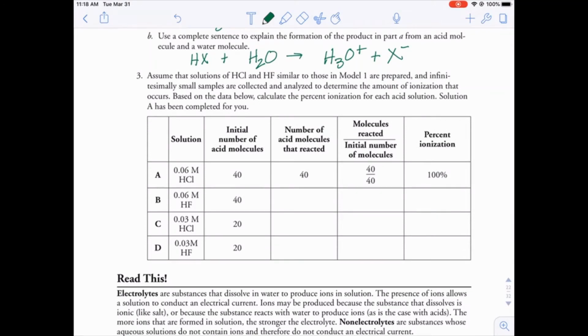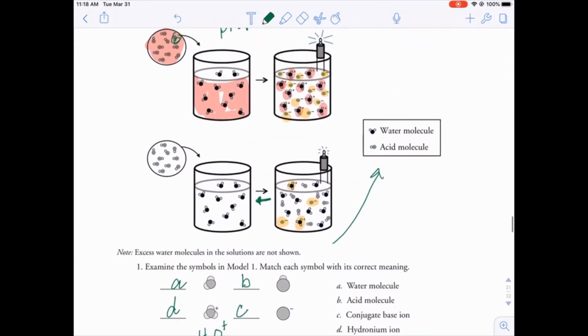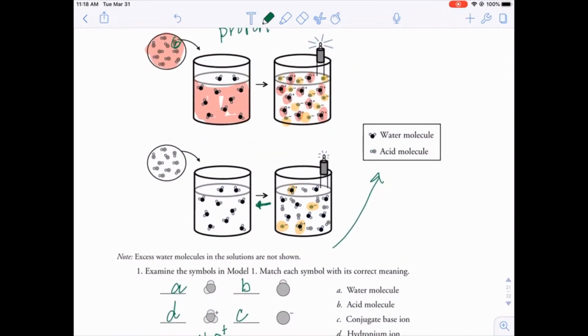Assume that solutions of hydrochloric acid and hydrogen fluoride, hydrofluoric acid, are similar to those in Model 1 are prepared, and infinitesimally small samples are collected and analyzed to determine the amount of ionization. Based on the data, calculate the percent ionization for each acid solution. All right, well, if we look back here, percent is part of a whole. How many of our water molecules reacted? For this first one, we had 100% react. For the second picture, we have 2 out of 10 reacting for 20%.